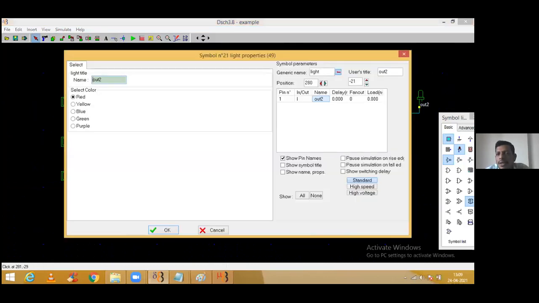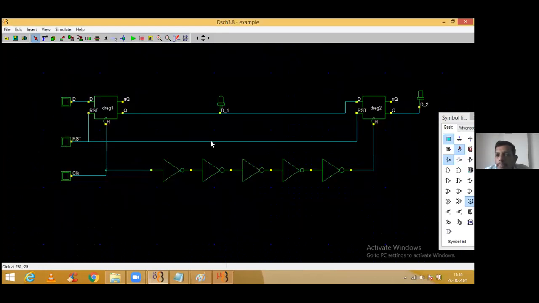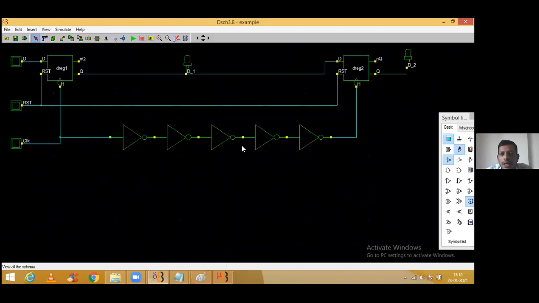And this is what we are having as a D2. Guys, I hope everybody is with me and they are getting this one. What I did, it's a simple digital circuitry.